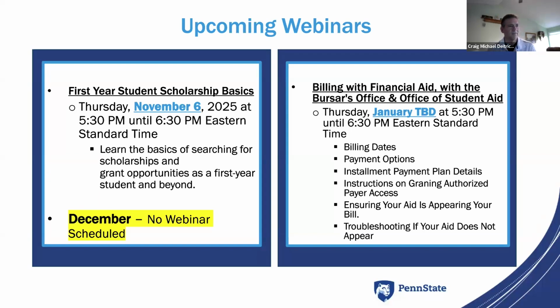For the bursar, you also need to grant authorized payer access. So you've got to give access for both offices in order to be able to, again, speak on behalf of a student. So keep that in mind.